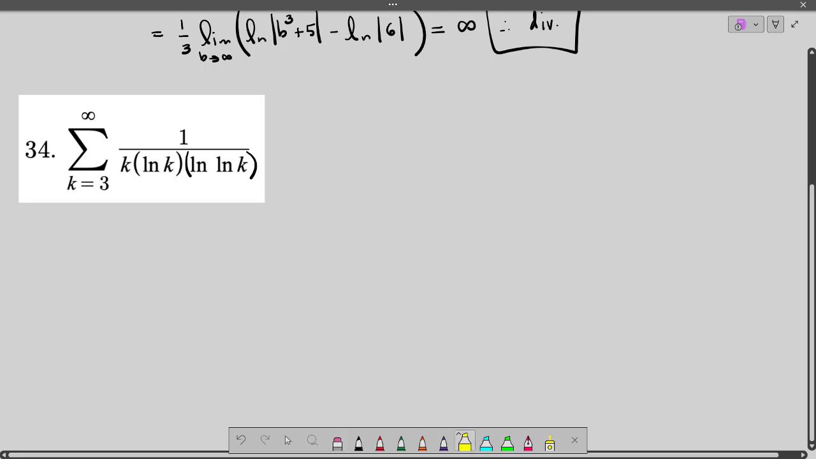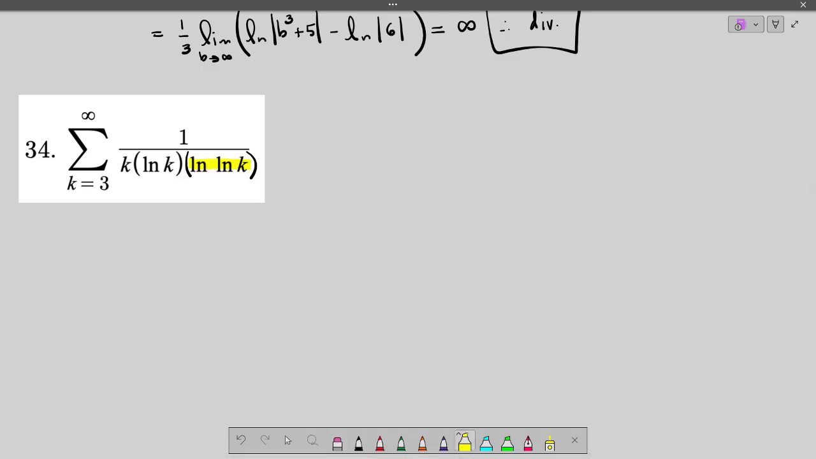This quantity right here is going to go to infinity, but it's going to go to infinity slightly slower than natural log of k. Natural log of k goes to infinity, and this goes a little bit slower. We showed back in the improper integral section that if we had x ln x, we had convergence. Now they're saying, let's slow this one down a little bit and see if we still have convergence or not. So that's what they're doing.